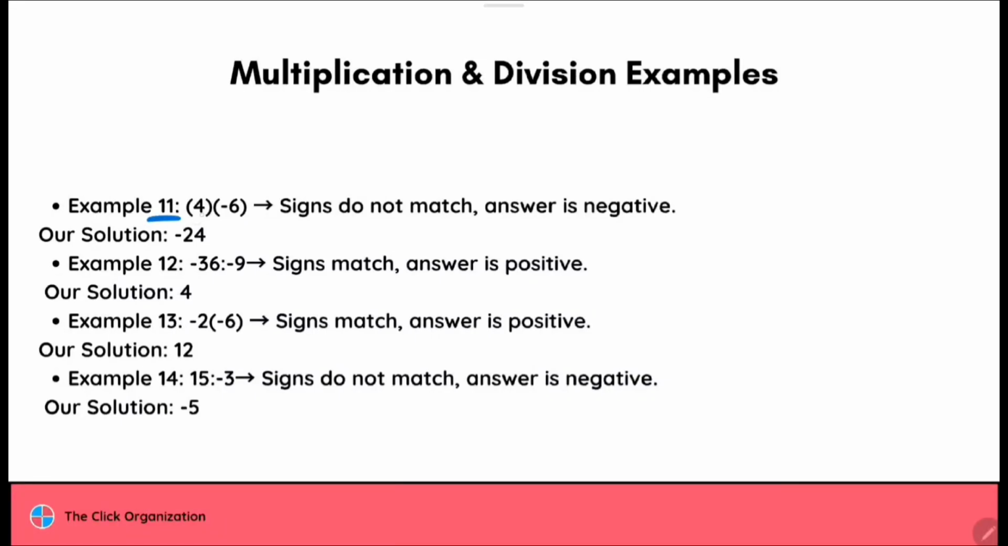Example number 11 says 4 into minus 6. In this question, both the integers, the signs do not match. Simply multiply both the integers and keep the answer as negative. So the answer would be negative 24.